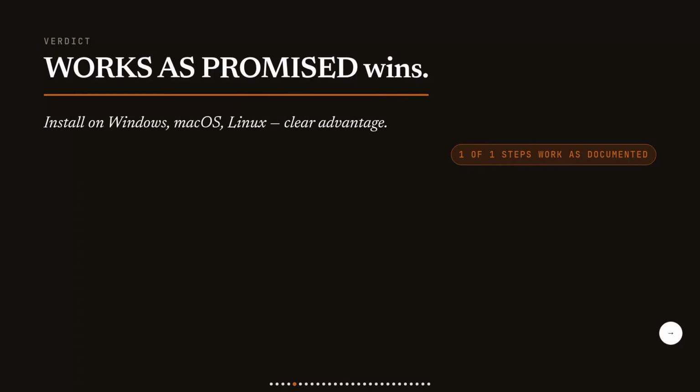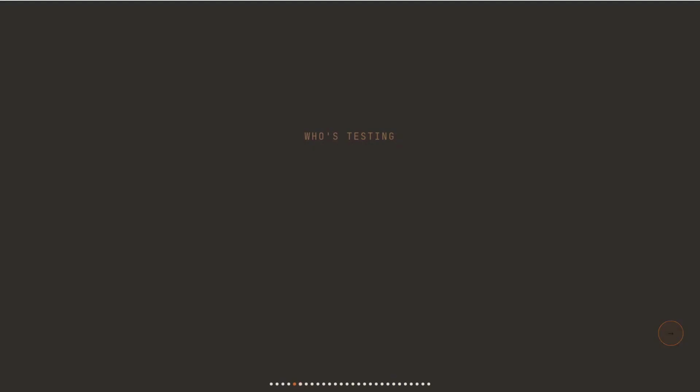That's step 1 done, one of 6 steps working as documented. If you're on Windows and you try Bun, you'll waste time on a path that's not ready yet, so just use WSL and move on.